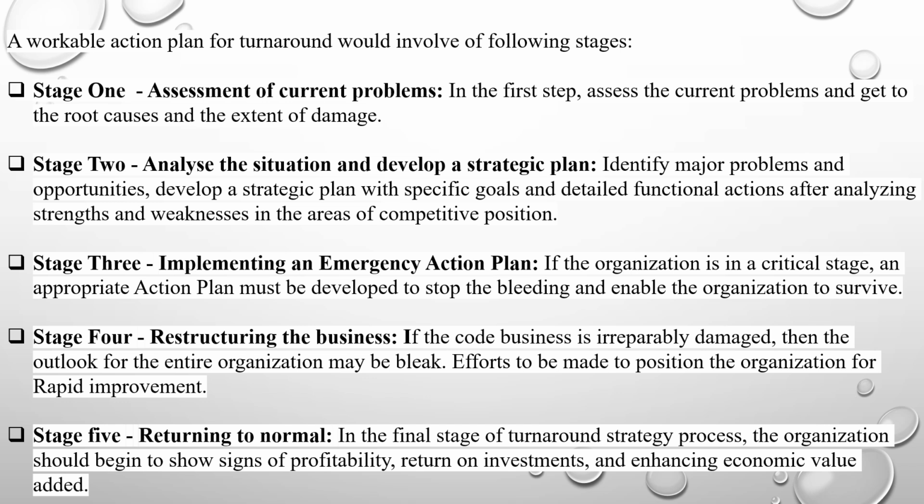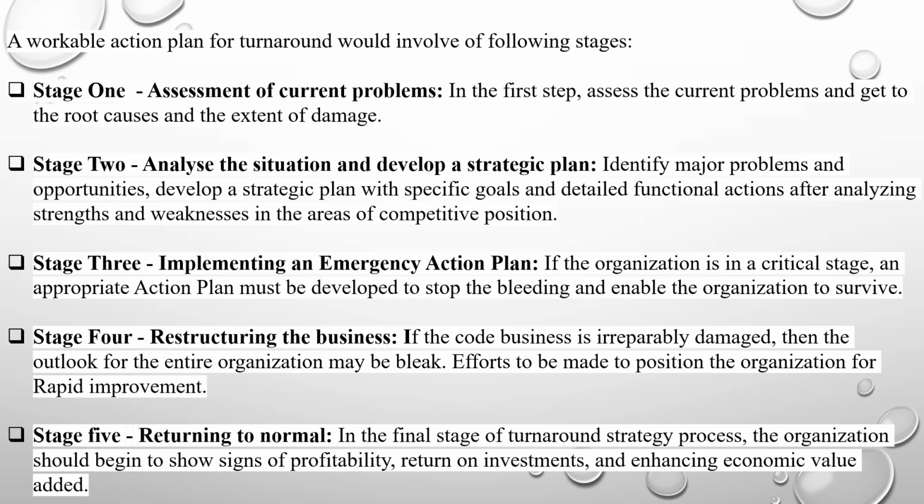Stage 4 is restructuring the business. If the core business is irreparably damaged, then the outlook for the entire organization may be bleak. Efforts to be made to position the organization for rapid improvement. And last stage is returning to normal. In the final stage of turnaround strategy, the organization should begin to show signs of profitability, return on investments, and enhancing economic value added.